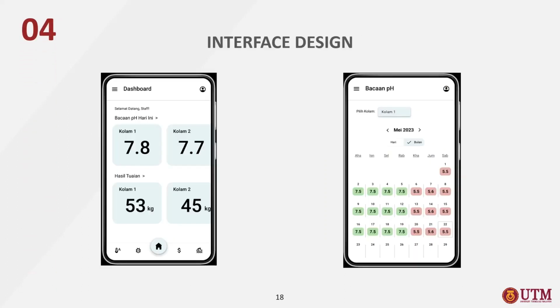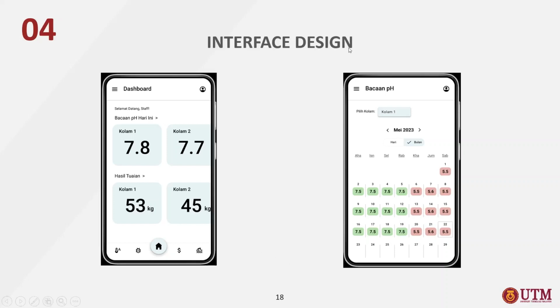These are examples of the interface design for this system. This first picture here is a dashboard for the owner. In this dashboard, the owner should see the summarized pH reading and harvest information for each prawn. There's also a bottom nav bar, so he can easily access home, pH reading, harvest page, finance page, and prawn page.